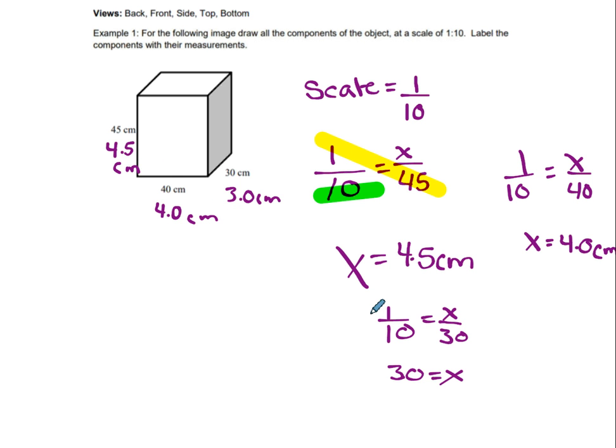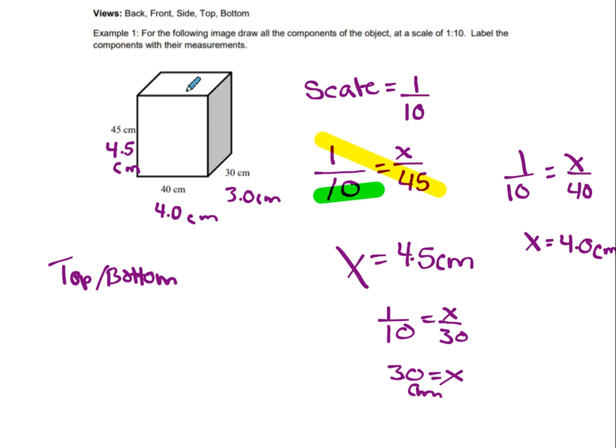Now, since we know all of our scales, we can go through and draw each of the component parts. So in this case, we have a cube, which means my front and back, my left and right, and my top and bottom are going to be the same image. So what you need to do is grab a ruler. I don't have one on the computer, so I'm not going to be able to draw them to scale like you would. And we're going to say this is our top/bottom view.